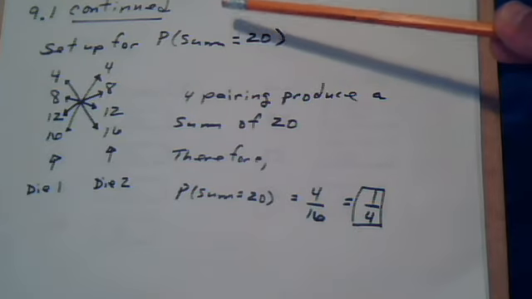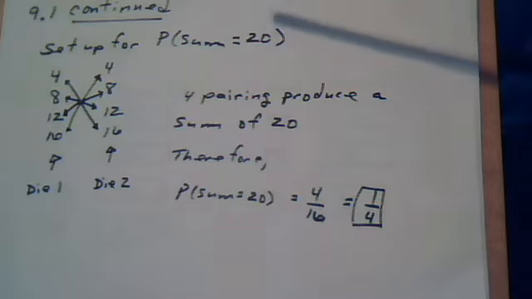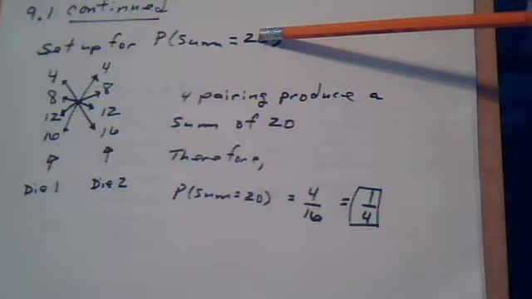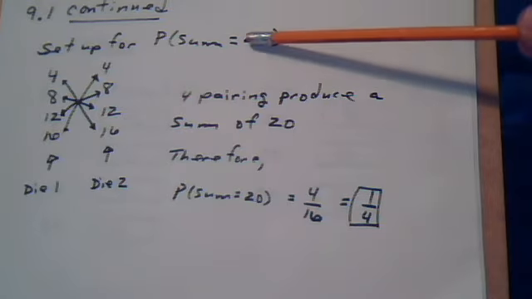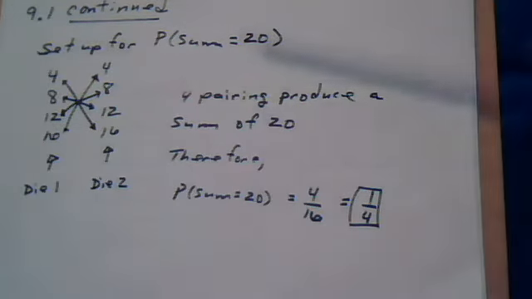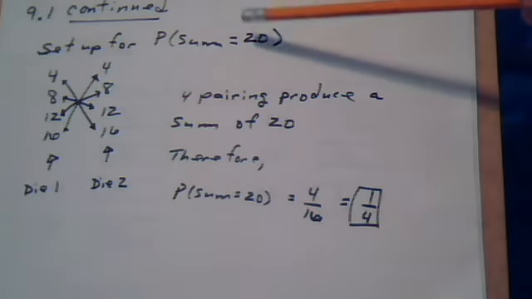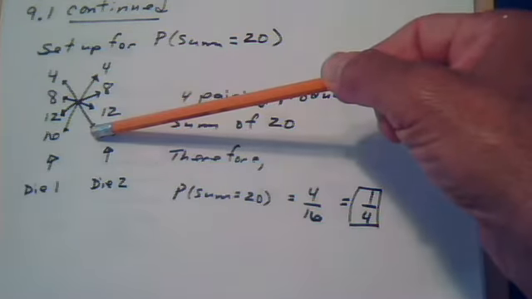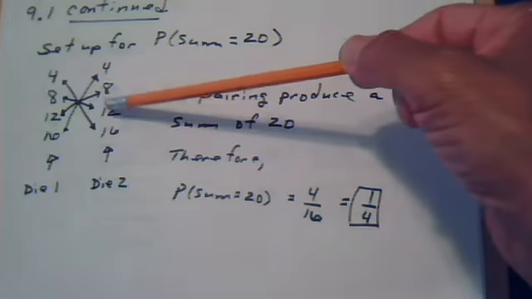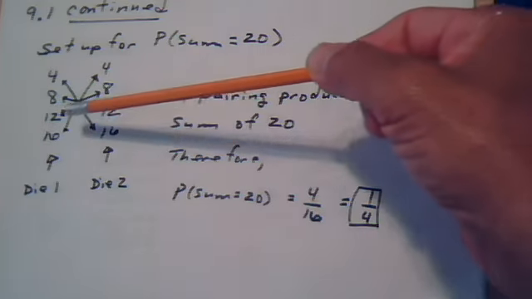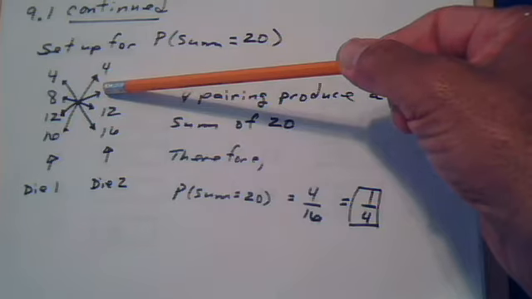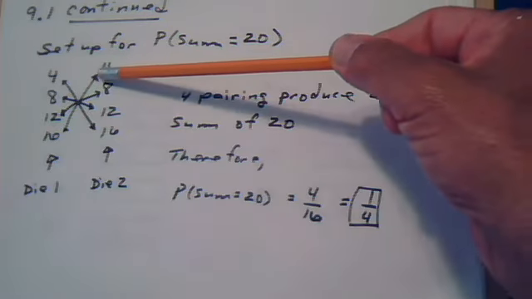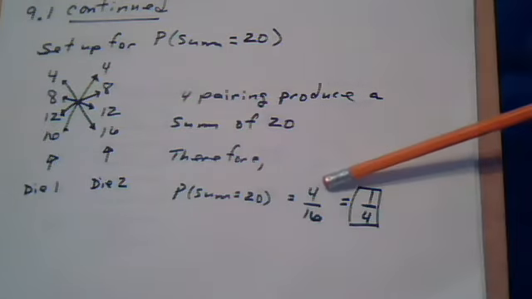Let's practice some more, and this time with the probability for the sum equals 20. So count how many ways you could pair these two die results and come up with a 20. 4 plus 16 is 20. Okay, that's one way. 8 plus 12, that's 20. That's the second way. 12 plus 8 is a third way. And 16 plus 4 is the fourth way. So there are 4 different ways you could come up with a sum of 20.